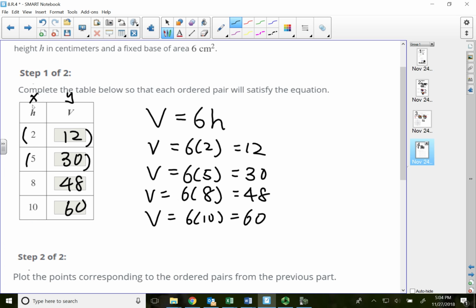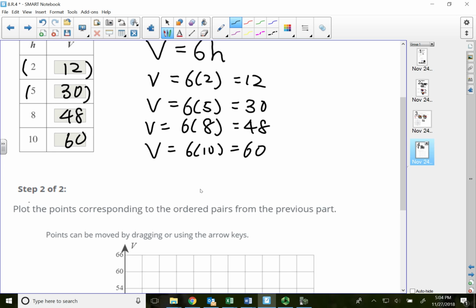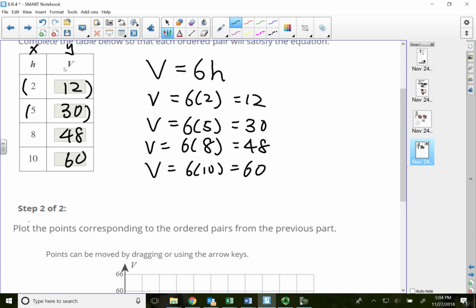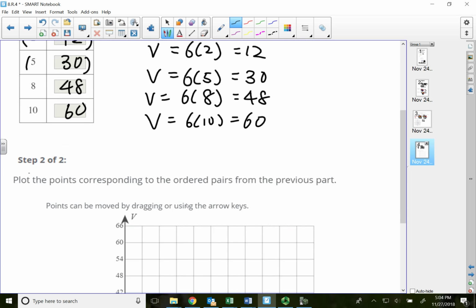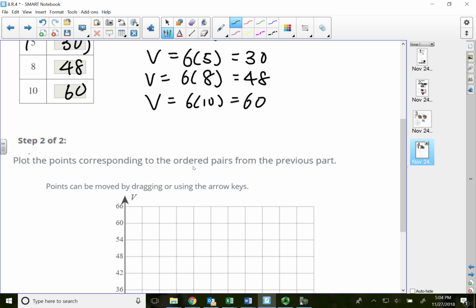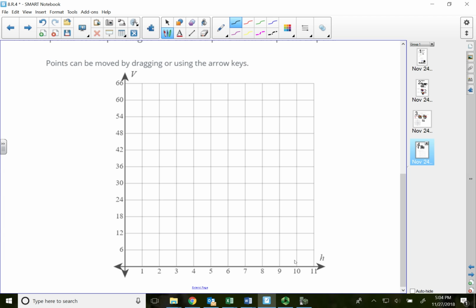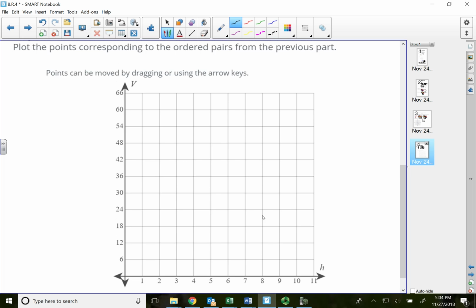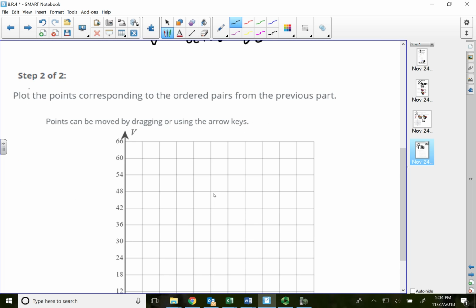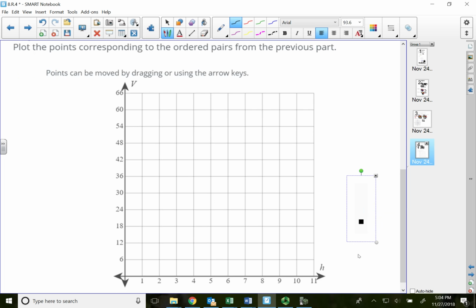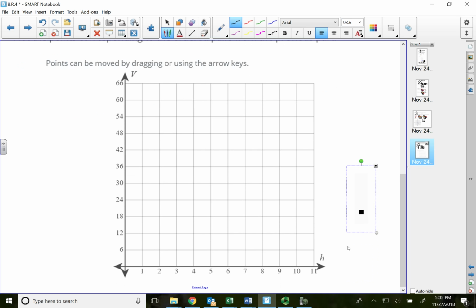When we learn how to graph the equation of the line, we will create our own x and y table. So plot the points corresponding to the ordered pairs from the previous part. The homework already scaled this for me. The y-axis represents v, the x-axis represents h. My first point, 2, 12. If you look at the scale, the x-axis scale is 1 at a time. The y-axis scale actually jumps up 6 at a time to help us plot these points.